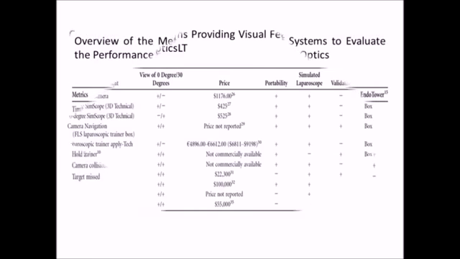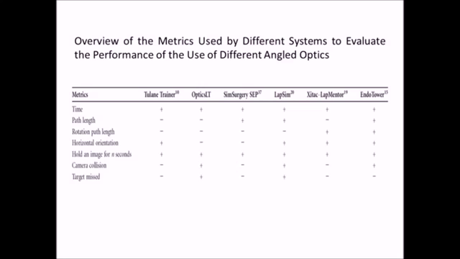With regard to the evaluation metrics used by different systems, several have been used to measure the development of the skills required to handle the angled laparoscope. These include the time, path length, rotation, horizontal orientation, image hold for n seconds, camera collision, and the number of targets missed. Although some systems utilize a large number of metrics, this does not necessarily indicate that they are better. In fact, there is some evidence to suggest that using fewer metrics adequately distinguishes between different levels of skill.